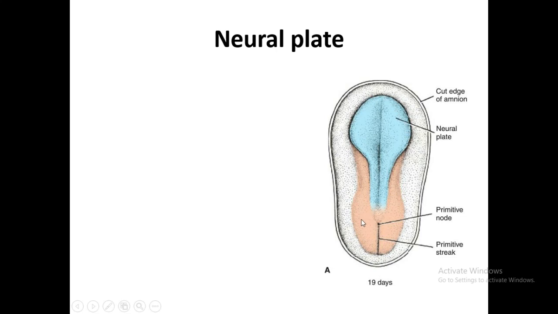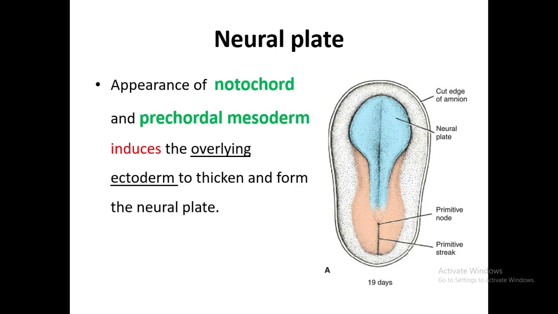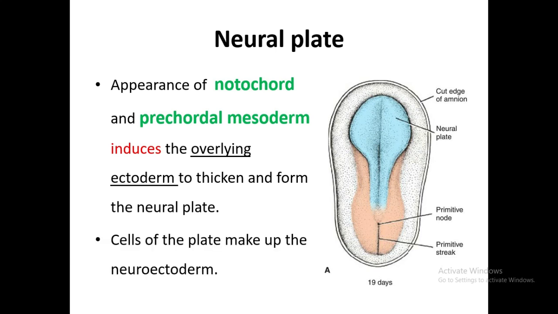A portion of ectoderm in the midline, that is the central portion of the ectoderm, forms the neural plate due to induction of the underlying notochord and precaudal mesoderm. And this neural plate is composed of neuroectoderm. After the formation of the neural plate, the ectoderm is now known as neuroectoderm. These neuroectodermal cells ultimately give rise to the nervous system.